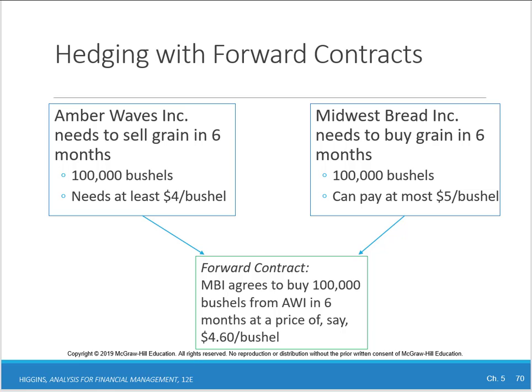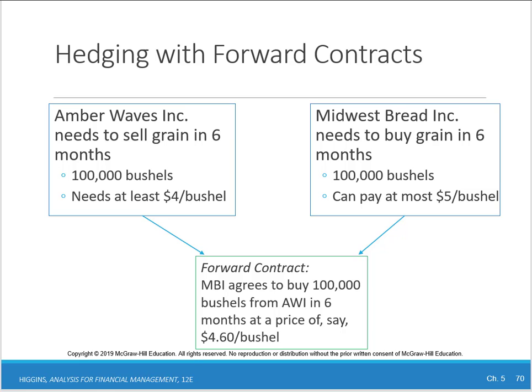So we go into an agreement, right? Amber Waves agrees to sell Midwest Bread 100,000 bushels in 6 months at $4.60. So Amber Waves is going to make more money than they really need, and Midwest Bread is going to buy at a price below their maximum price they want to buy at. So this is a contract.